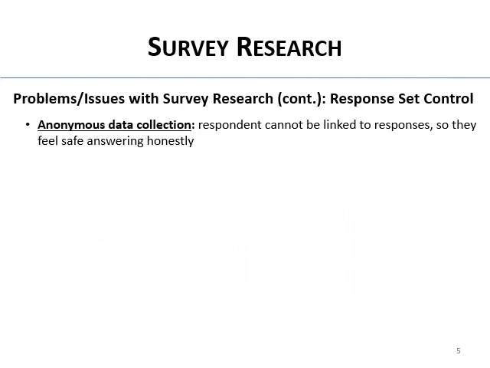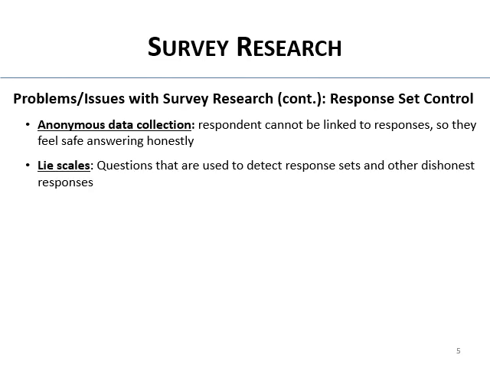So anonymous data collection is one way to avoid response sets. Anonymous data collection is when the responses cannot, period, be linked to the respondent themselves. This makes people feel safe, and so they're more likely to be honest, especially when you're asking about sensitive topics.